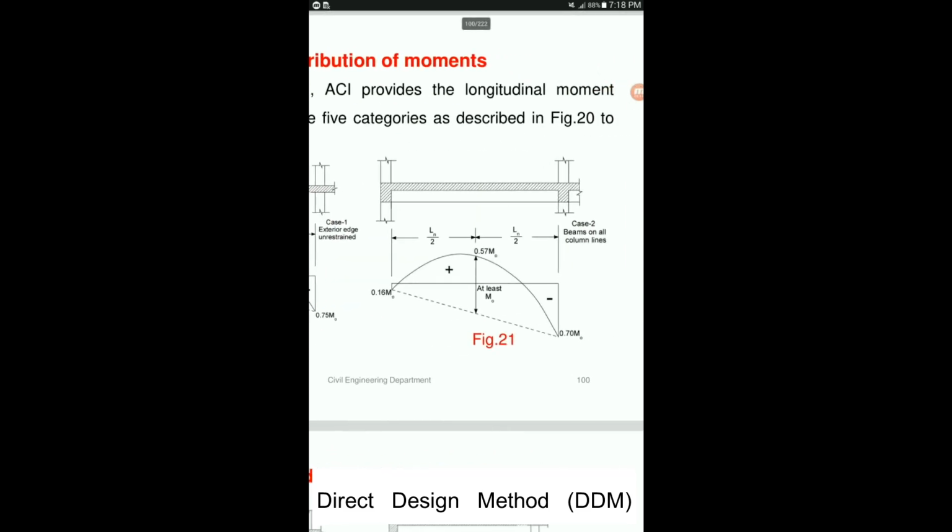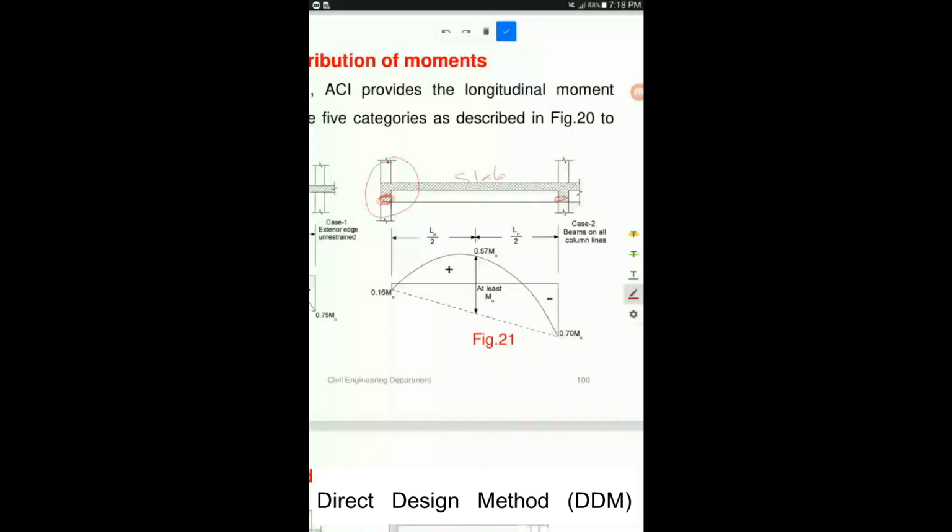What's the second case? Let's see this one. This says that this is an exterior support again, but the exterior support is having a beam here. This is a beam at this point. Then there's a slab, and the interior support also has a beam here. So this is basically for a slab beam system. There is a slab going on here. The slab is resting on the beams and beams are resting on columns.